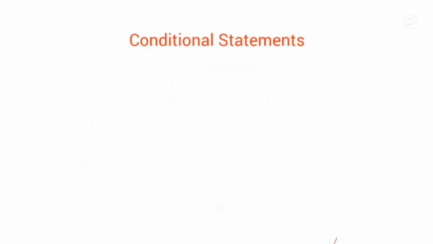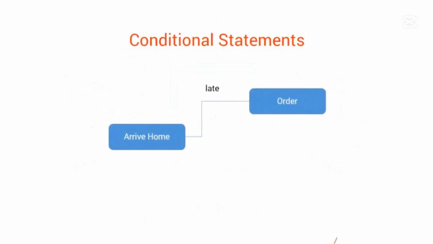Sometimes our decisions are based on some form of condition. For example, if you arrive late at home from work, then you are going to order the food. Otherwise, if you happen to make it on time, then you are going to cook food for yourself. This example best describes when you make decisions based on a condition.